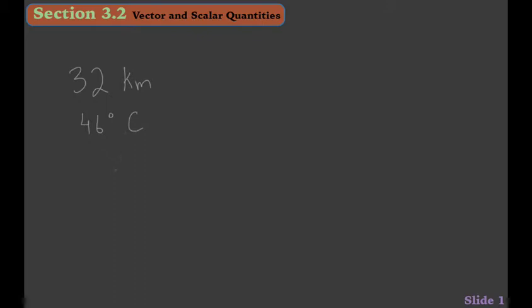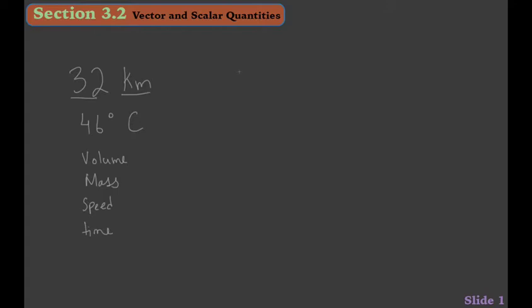Other examples of scalar quantities include volume. We also have mass, speed, and time, because they all give a number with a unit. Now let's focus on vector quantities.